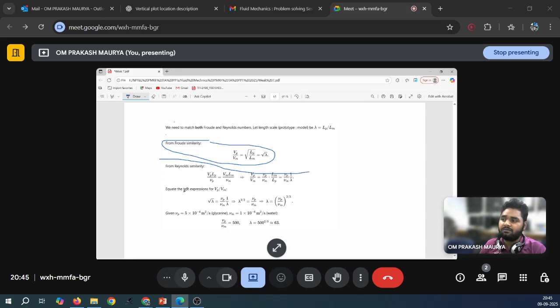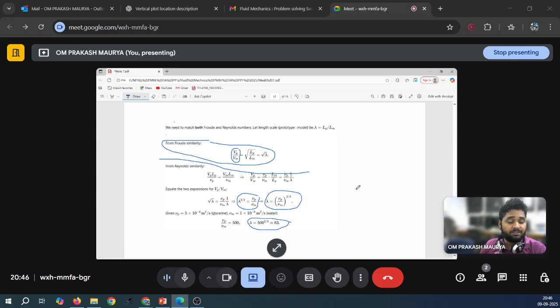So equate the two expressions for Vp by Vm. From Froude similarity Vp by Vm is root lambda. From the Reynolds number similarity you have the kinematic viscosity of prototype divided by model, times 1 by lambda. So lambda to the power 3 by 2 equals this ratio, and lambda is equal to this. Once you put this value here, you will get the final answer 63.